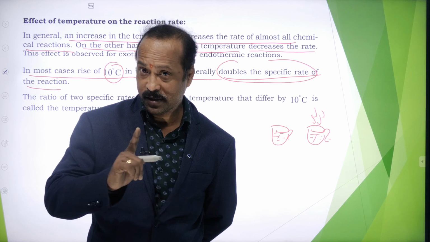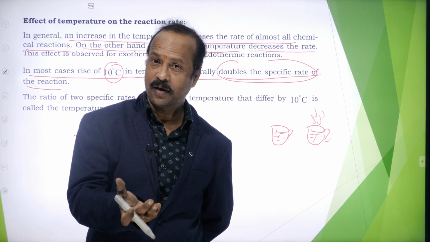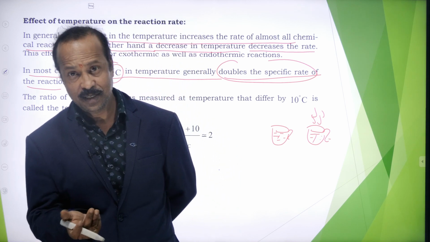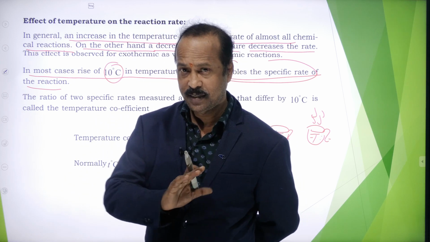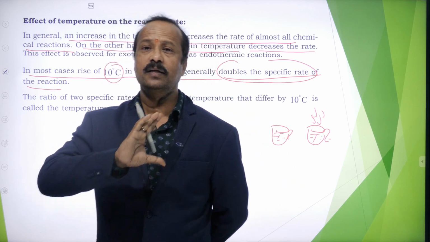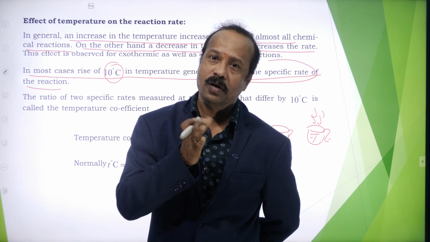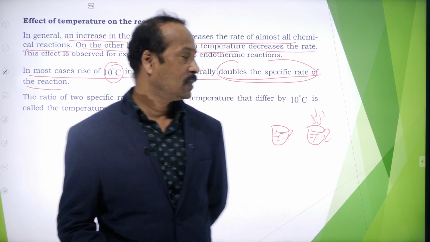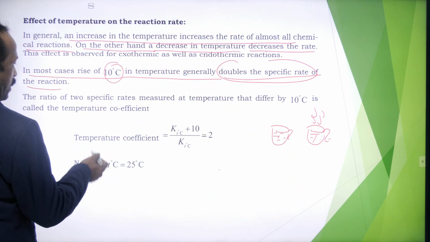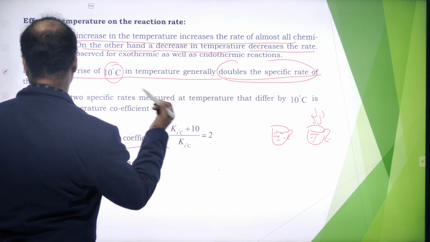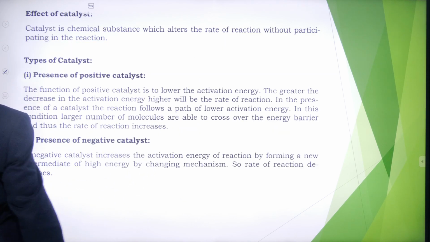So as the temperature increases, the rate of reaction increases, and for every 10 degrees Celsius rise, the rate of reaction will be almost double. Clear? So that is what you have to remember. So this is normal. Then come to the effect of catalyst.